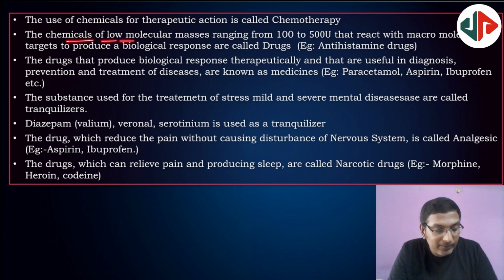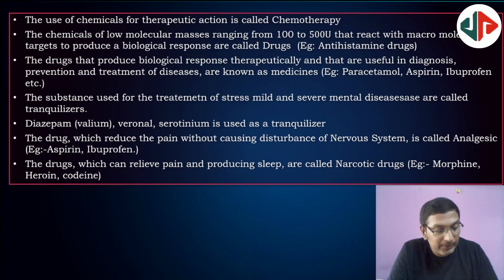Next, chemicals of low molecular masses ranging from 100 to 500 that react with macromolecule targets to produce a biological response are known as drugs. Next, the drugs that can produce a biological response therapeutically and that are useful in diagnosis, prevention and treatment of disease are known as medicines. So these two are the difference between drug and medicine.